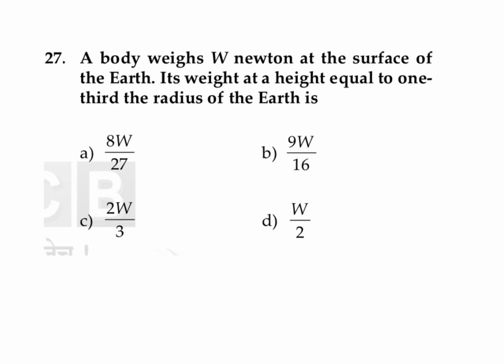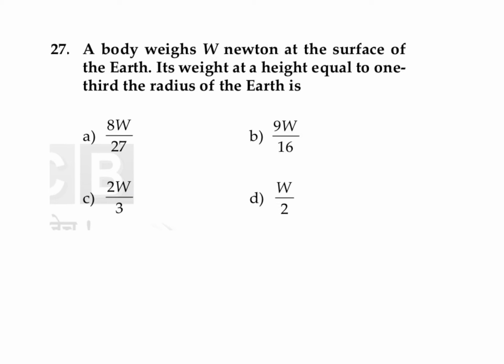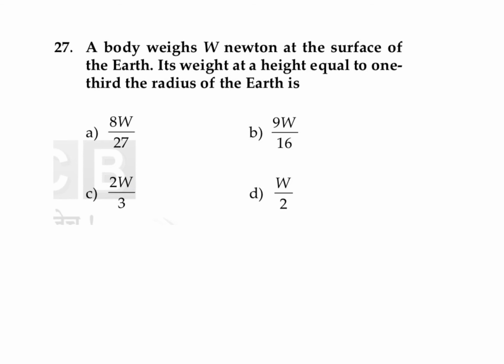In this question, it is given that a body weighs W Newton at the surface of Earth. Its weight at a height equal to 1/4 of the radius of Earth. So we can find out the value of acceleration due to gravity at a height h above the Earth's surface. That is g naught divided by (1 plus h divided by r) the whole square.